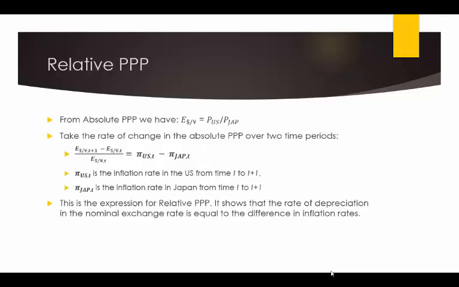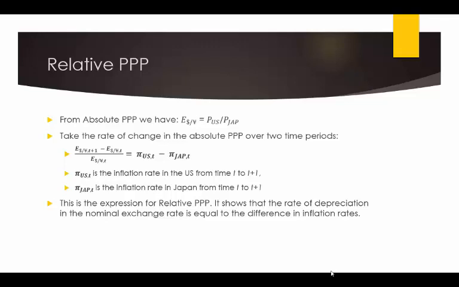A similar concept derived from absolute PPP is the relative PPP. This is found by taking the rate of change in the absolute PPP expression over two time periods. The result is an expression that does not have to assume that the baskets are identical across countries. Whatever is in the baskets is of no importance. What matters is how the value of the basket changes across time. So relative PPP says the change in the nominal exchange rate is equal to the difference in the inflation rates between the two countries.